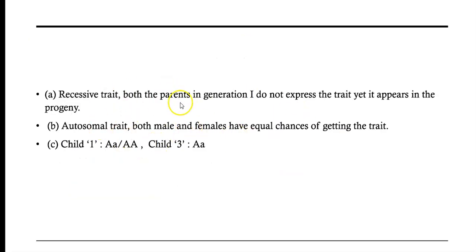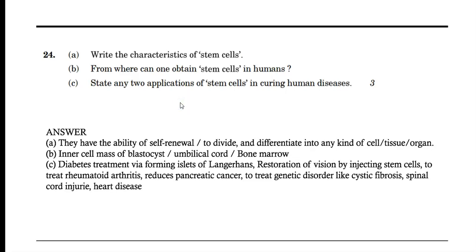See the answer as I have described. And what actually are stem cells, from where can we get them, and two applications of stem cells. This is an easy question. You don't have to think more, you just have to understand and give the answer. These are the cells which have the ability to produce any kind of cell. They are like a person who can transform into anyone.